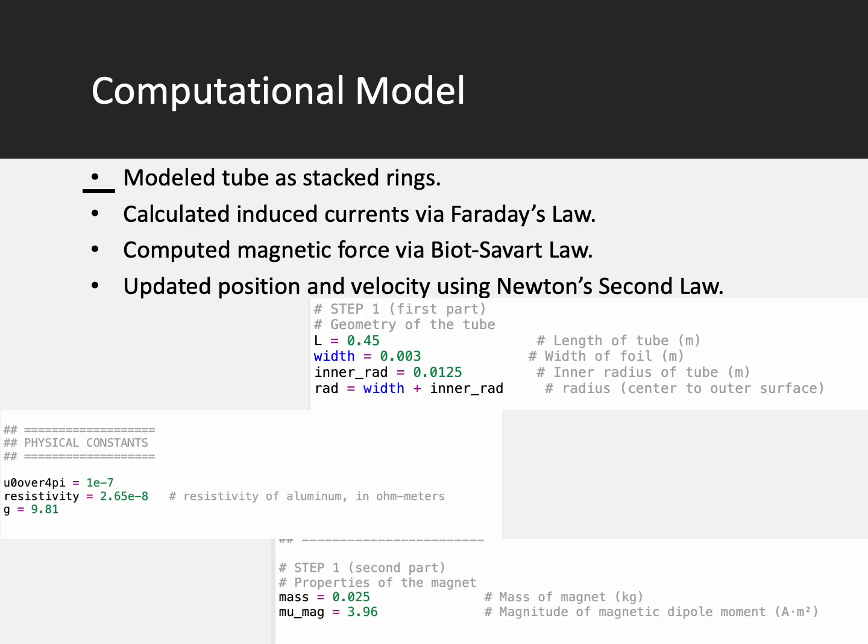Taking a look at our computational model, there is a lot to unpack. We had to calculate the induced currents, then compute a magnetic force, and then update all of this using Newton's second law. In that first picture, we have some of the geometry of the tube and its properties like length and width. Then we had some physical constants that we needed to define, like the force of gravity. And lastly, some properties of the magnet, including its mass and the magnetic dipole moment of 3.96.